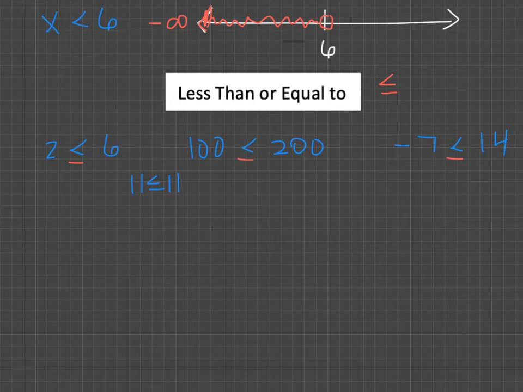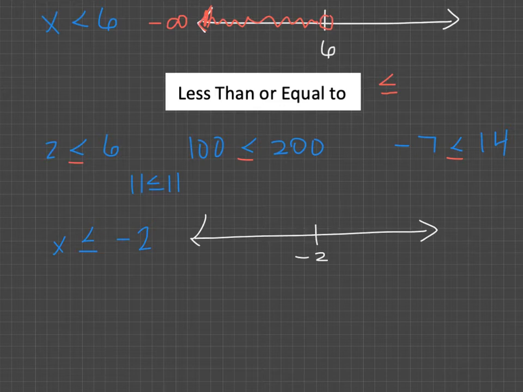Okay, so let's do x less than or equal to, let's do a negative number. Let's say negative 2, and now let's draw the number line. So x less than or equal to negative 2, we're going to be able to put a closed point at negative 2. And then less than, we go to the left, values of x that are less than negative 2, so we go to the left to negative infinity.